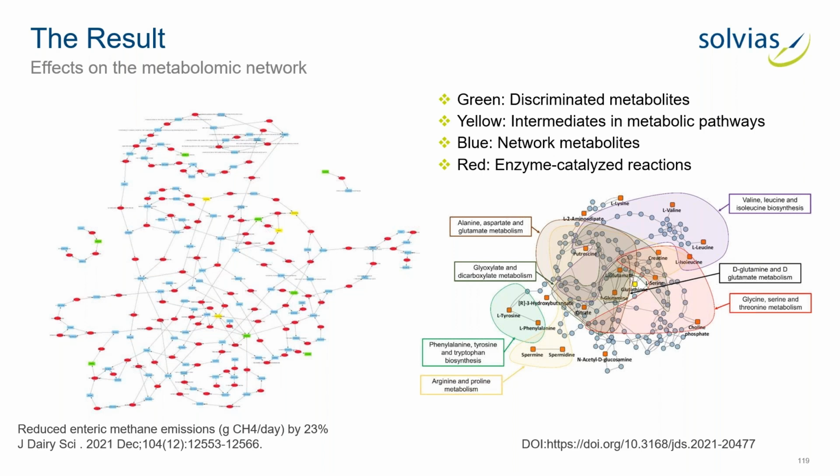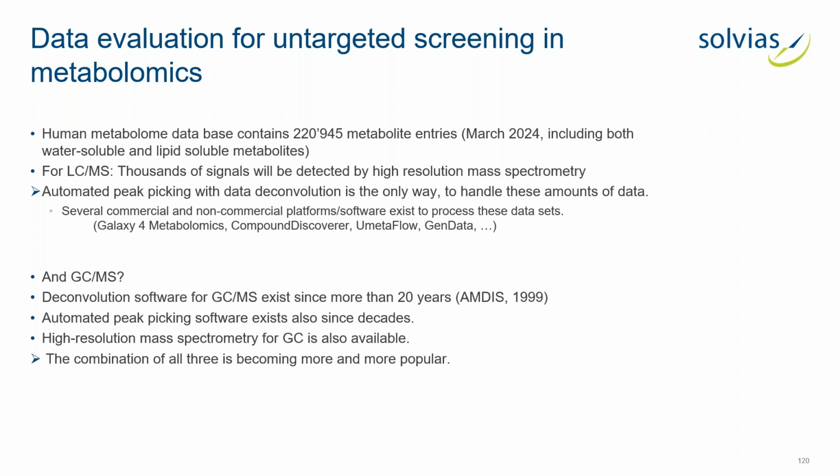So the question is how you go there. For example, the Human Metabolome Database contains more than 200,000 metabolites. That's quite a lot. If you want to detect them with your methods, it's quite tricky. Let's say you have a method that detects only 1% of all these metabolites, you still have thousands of signals. And to get these thousands of signals out, people were thinking, okay, what can we use? And they found an approach with data deconvolution and automated peak picking to analyze these kinds of datasets.